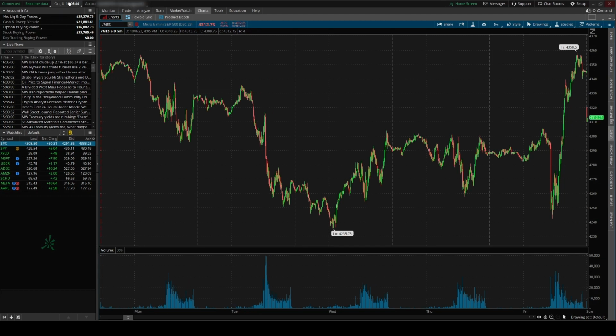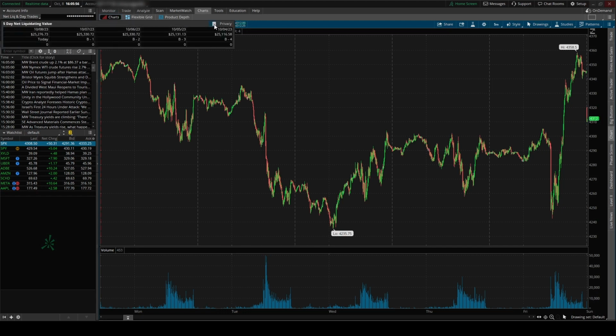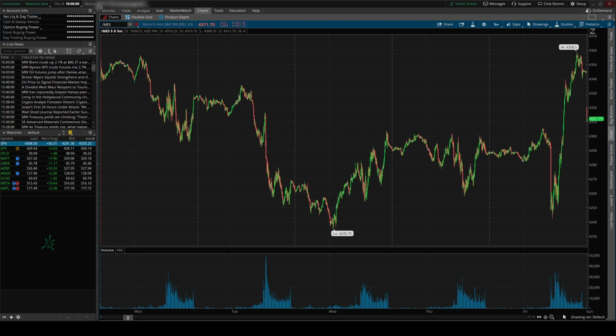You don't want to show this account number here. That's very private, so definitely don't want anyone to see that. To do that, click on this Net Liq and Day Trades, and under here it says privacy, turn that on. Okay, and then click outside of that. Now that account number is hidden and all your numbers here are hidden. So you don't want anyone to see that.